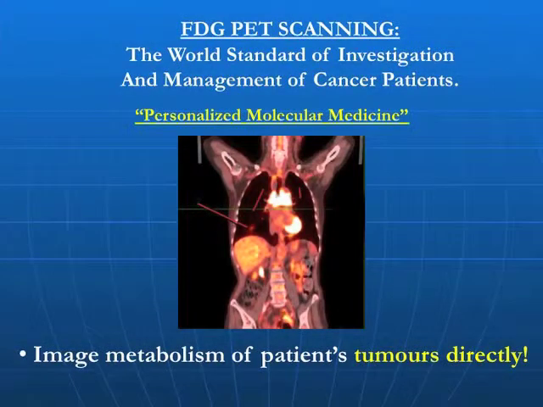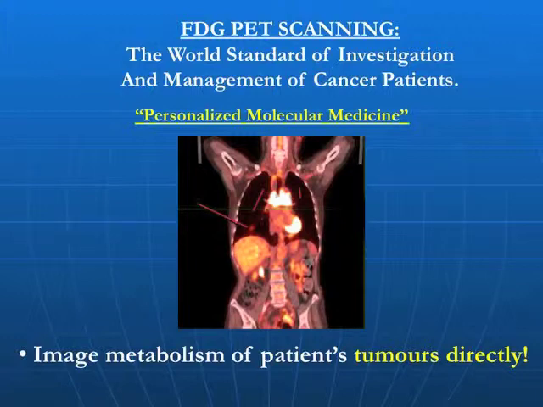But as I've said, FDG PET scanning is the world standard of investigation and management of cancer patients, and has led to the era of personalized molecular medicine. And why is it personalized molecular medicine? Because what PET really allows us to do is image the metabolism of the patient's tumors and other tissues directly. The image you see there is the top of the patient, that's their neck, at the top of their arm sticking up, and there's lots of normal tissue there like the liver and so on, but there are some red lines pointing to some very abnormal tissue structures, which is this fused image of a PET scan, an FDG PET image, one slice of it, fused with a CT scan.